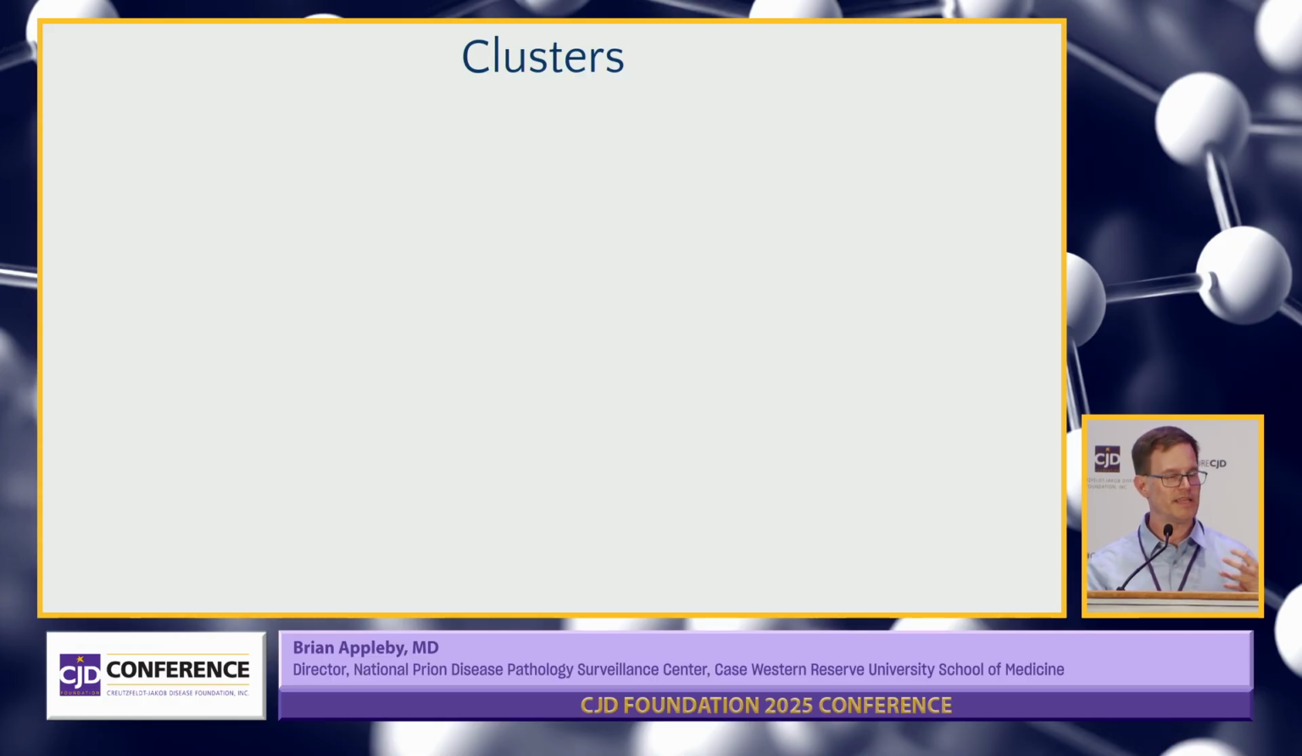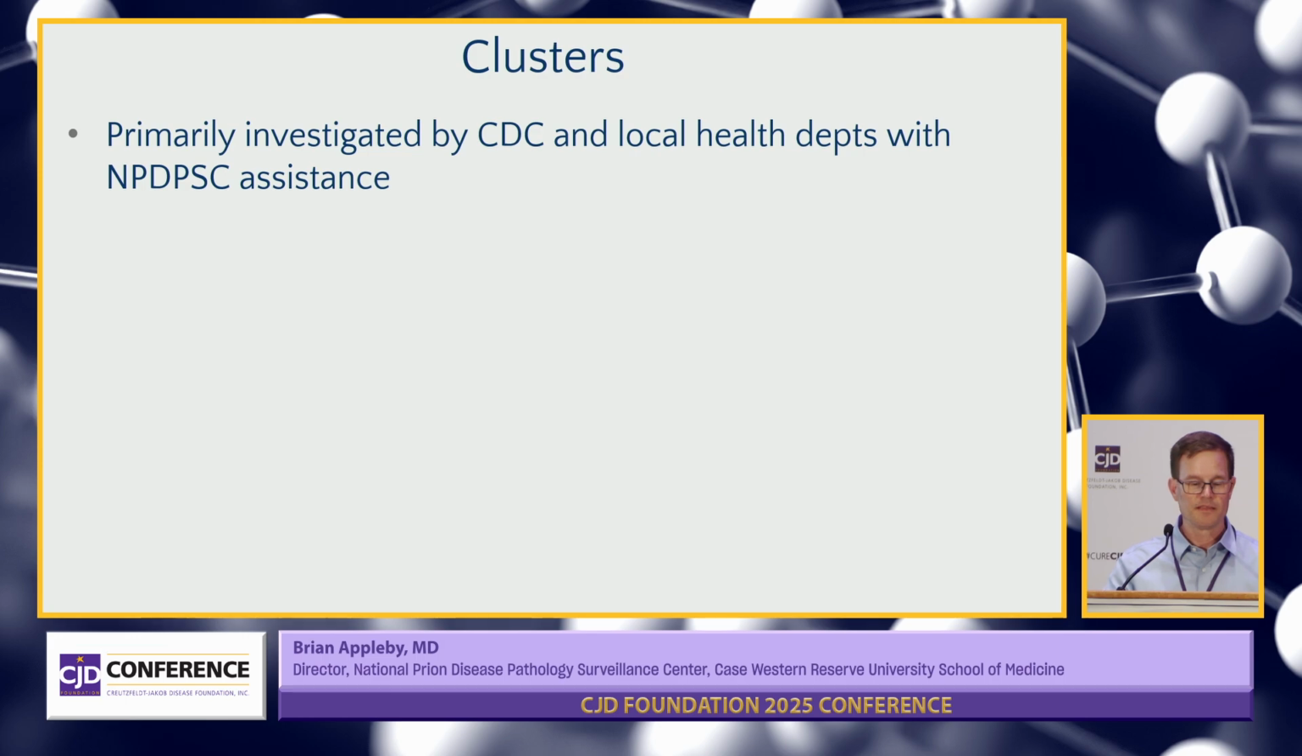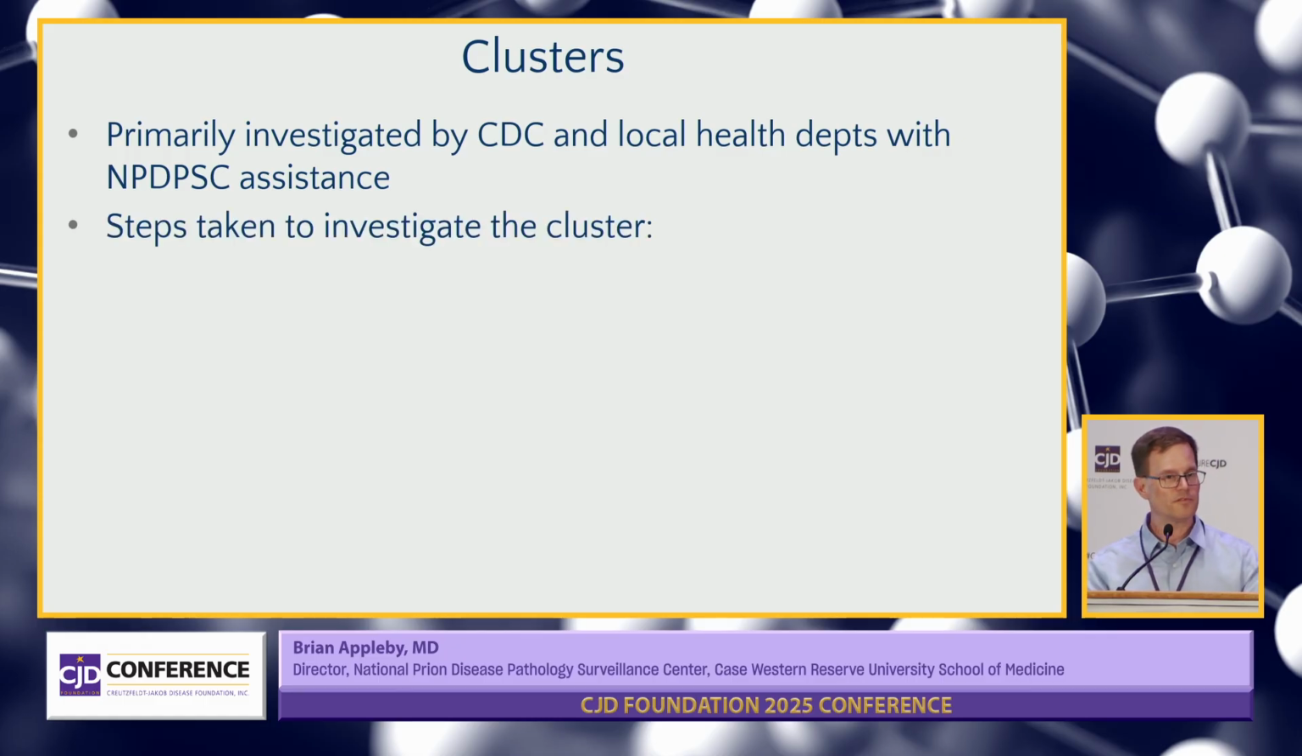Clusters just means that there's a number of cases of prion disease, usually either in a common geographic place, like around a city or a county, or temporally in the same time. So many different cases happen during this time period. The way that we investigate clusters, and you're going to hear about this on Sunday from Dr. Maddox as well, who works at the CDC, it's primarily investigated by CDC and local health departments with our assistance. And there's a variety of different steps that we take to investigate the cluster.